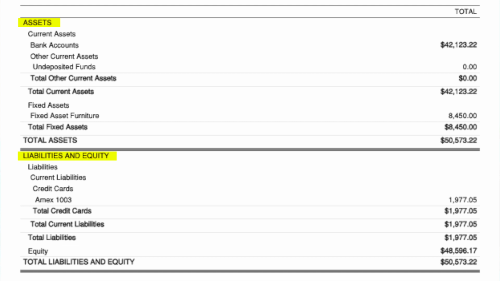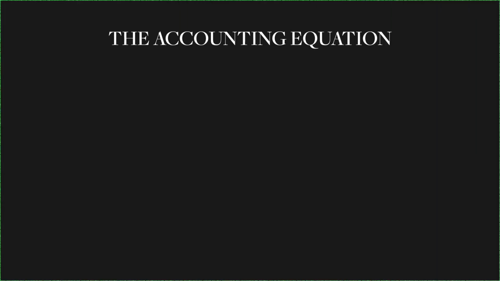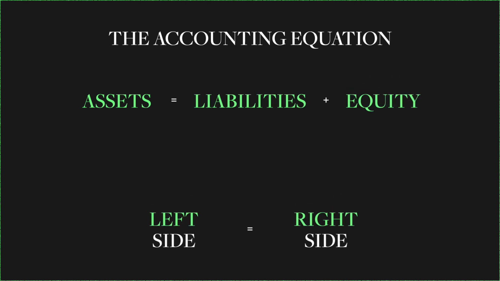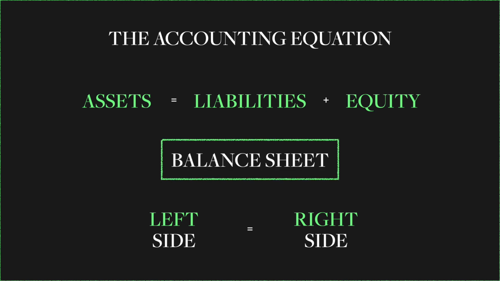But for now, I want you to notice one really important feature of the balance sheet. The assets portion of the balance sheet is always equal to the liabilities portion plus the equity portion. In fact, there's a thing in accounting called the accounting equation, and that equation is assets equals liabilities plus equity. The left side must always equal the right side. This is actually why they call it a balance sheet. The two sides are always equal or balanced.